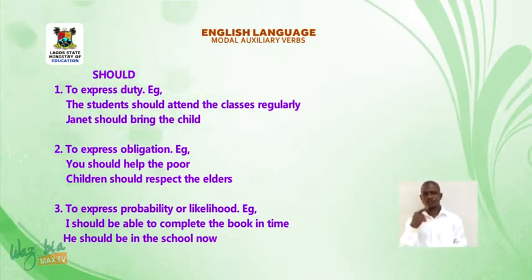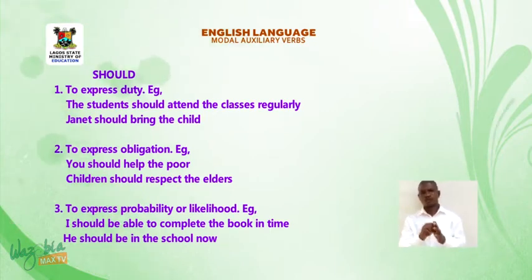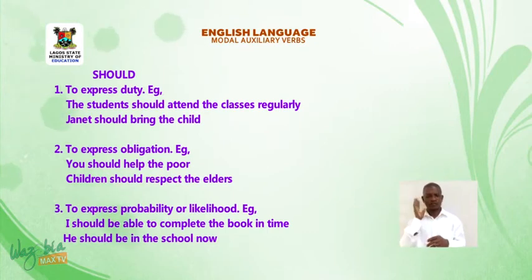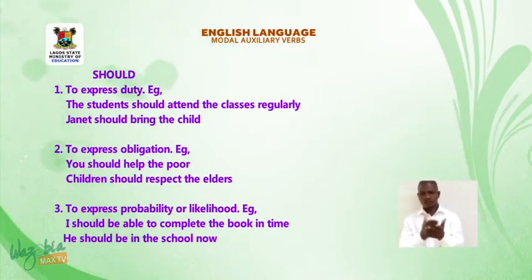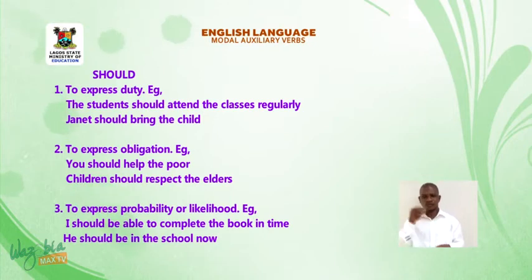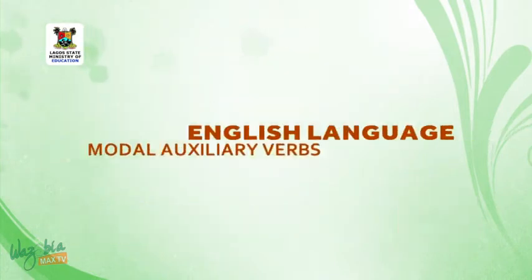3. To express probability or likelihood. For example, I should be able to complete the book in time. It should be in the school now. Students, I'm going to stop here and I'll continue the other aspect of modal auxiliary verbs in the next lesson. Thank you.